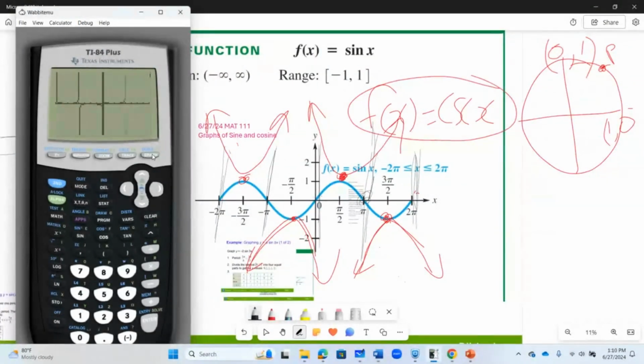Because I don't see it very well, I'm going to change my y. So let me do it from negative 5 to 5, because I think it's too big. I want to see a clearer picture. Okay, so that is sine. This is what I want to see.